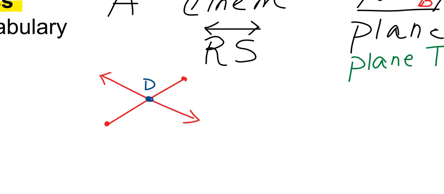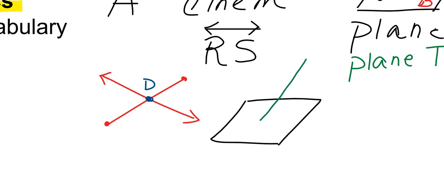They intersect at point D. Sometimes you have other things crossing. For example, if I had a plane and then a line that's cutting through there. Imagine this is a sheet of paper. My plane is a sheet of paper, and I'm going to have a pencil that goes right through it.